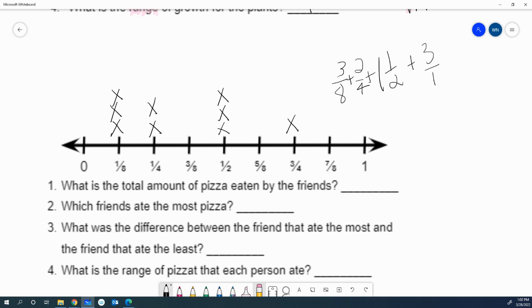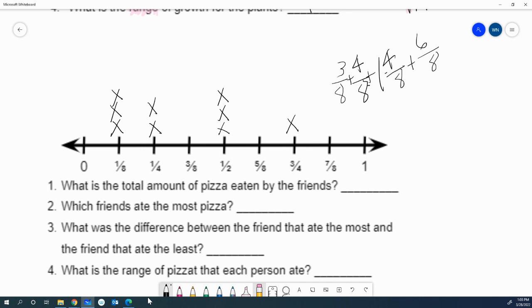Plus 3/4. Now let's go ahead and change our fourths into eighths. You know that 8 is our common denominator. 2/4 I know is going to give me 4/8. So I'm going to go ahead and write that in. And for 3/4, I know I'm going to multiply the 4 by 2 to get to 8. So multiply the 3 by 2 as well. And I'm going to get 6/8. Let's go ahead and change that 1/2 as well. I know that 1/2 equals 4/8 because 4 is half of 8.